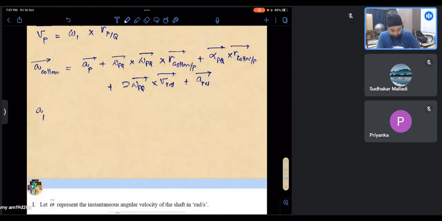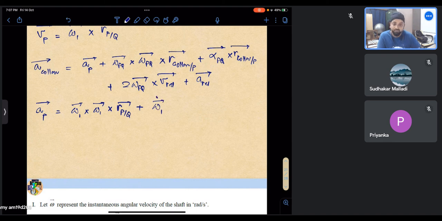Acceleration of P, we know it will be omega 1 cross omega 1 cross rP with respect to O, and then we have omega 1 dot, because that is non-zero, it is not rotating with a constant angular speed. Omega 1 dot cross r P with respect to O. I'm sorry, this is O, please take note of that, not Q. P with respect to O.